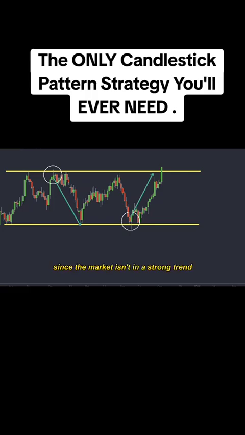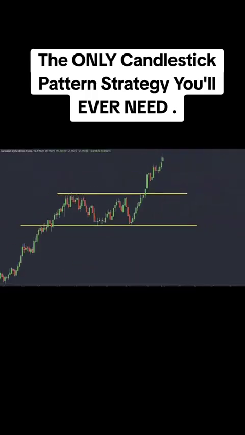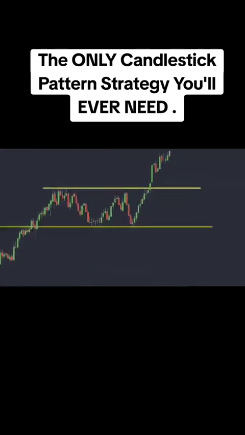Since the market isn't in a strong trend, false signals are more common. For example, a pin bar might form, but the price could still break through support or resistance, especially in consolidating or choppy markets where there's no clear direction. That's why it's crucial to combine pin bars with other technical tools, like volume analysis, oscillators like RSI, or price action patterns, to confirm the strength of the signal.